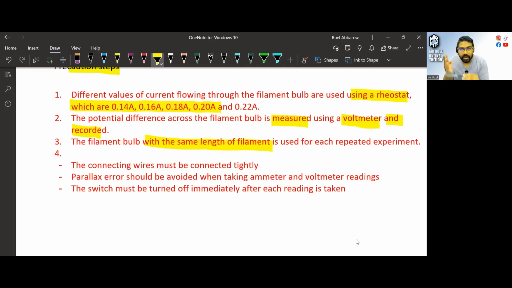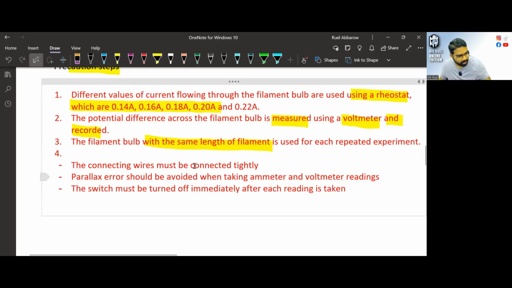How do you avoid the parallax error? Ensure that your line of sight is perpendicular to the scale from which you are taking the reading. Make sure your line of sight is perpendicular to the scale. Right? Okay. Now you don't have to explain all that. Don't worry. Just say parallax error should be avoided when taking ammeter and voltmeter readings.